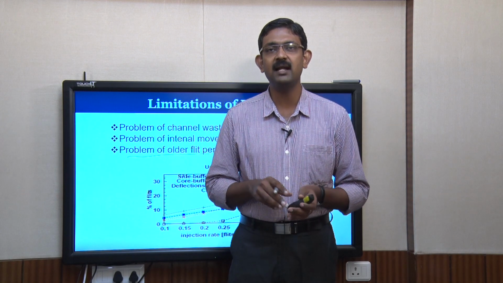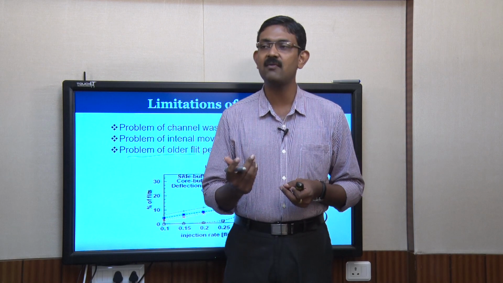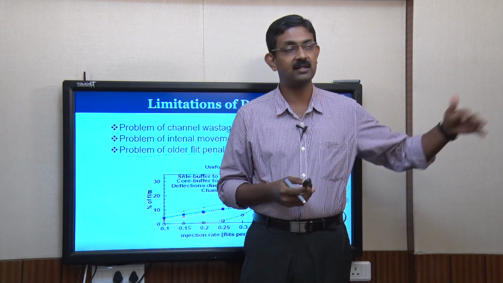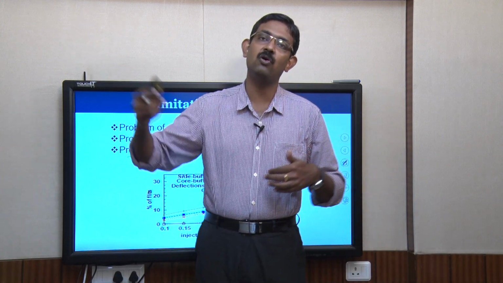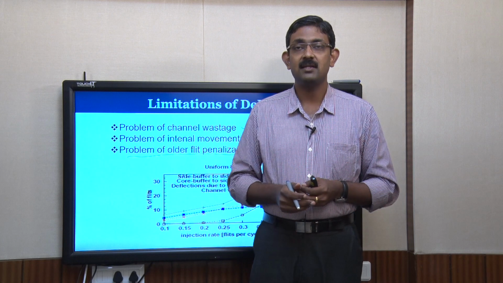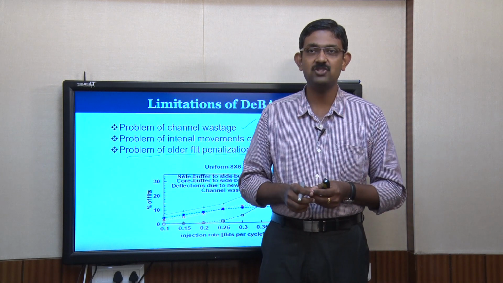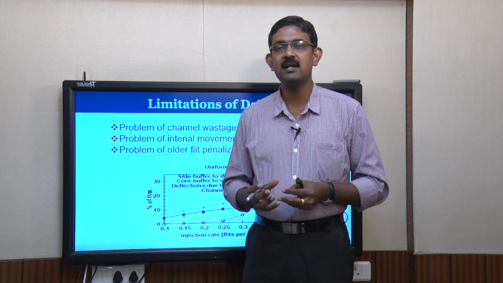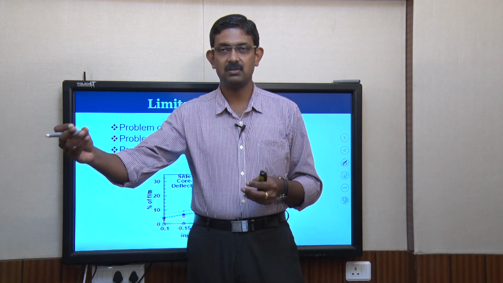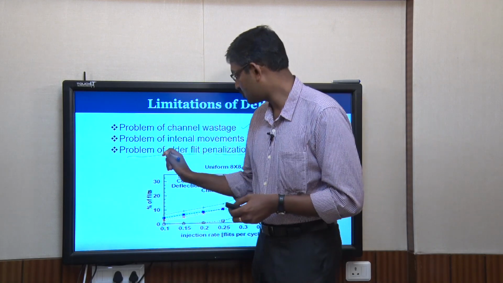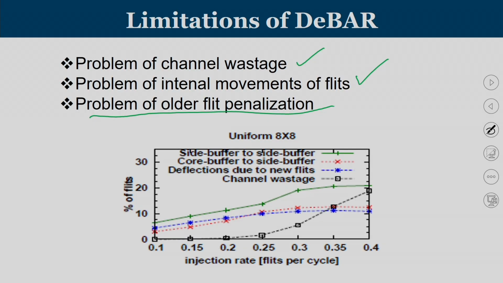So, consider the case that you have a newly generated flit travelling to a nearby destination, and you have an old flit that has travelled all the way, but still has to go further. When these two compete, since the priority is not based upon age or round robin, but on hops to destination, the newly generated flits whose destination is nearby will penalize an old flit. That is called the problem of older flit penalization.